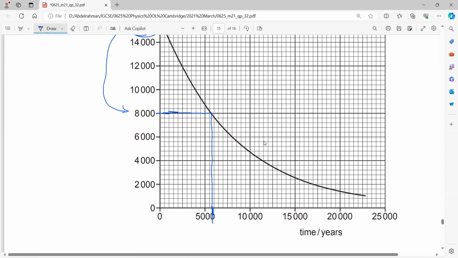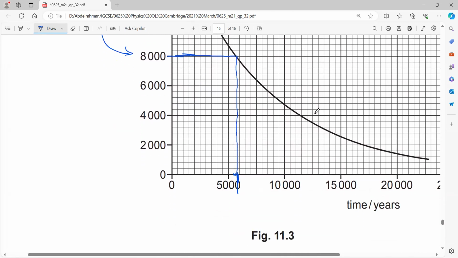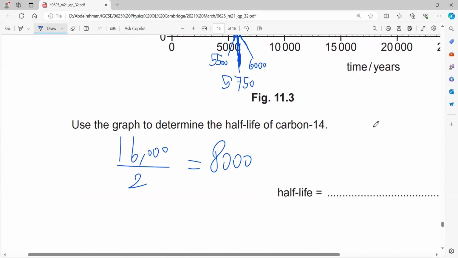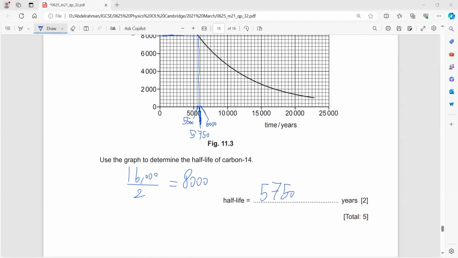Okay, why? Because each small square is worth 500. Each small square is worth what? 500. So the first one is 5,500 and the other one is 6,000. So it's in the center, 5,500, and this is 6,000. So the center of them is 5,750. Okay? Usually it's a lot easier than this, but again, we can do it. Okay?